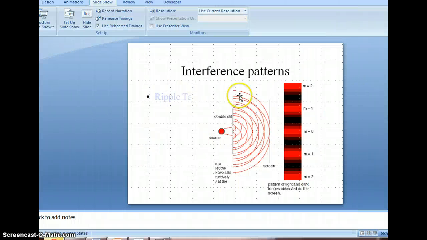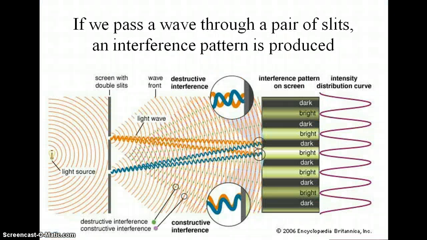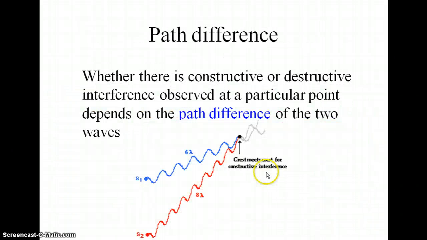Now, why does this happen? Well, it's all to do with something called path difference. When the waves meet each other, if one wave has travelled half a wavelength more than the other, a peak will meet a trough, and a trough will meet a peak. They'll cancel each other out. If the two waves either travel the same distance or a whole number of wavelengths, then the peak meets a peak and a trough meets a trough. You get constructive interference. A little animation here.